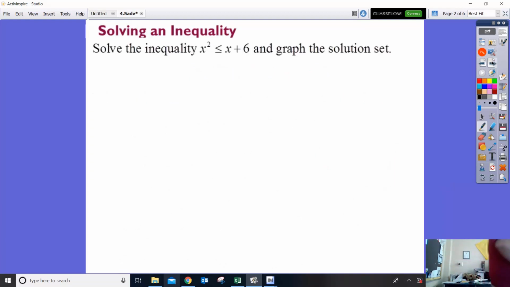All right, solve this inequality and graph the solution set. First off, we're going to put it in what form? Standard, that's right. Put it in standard.